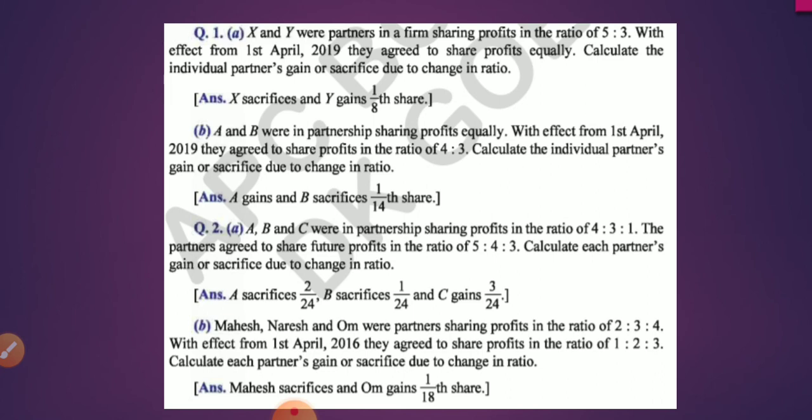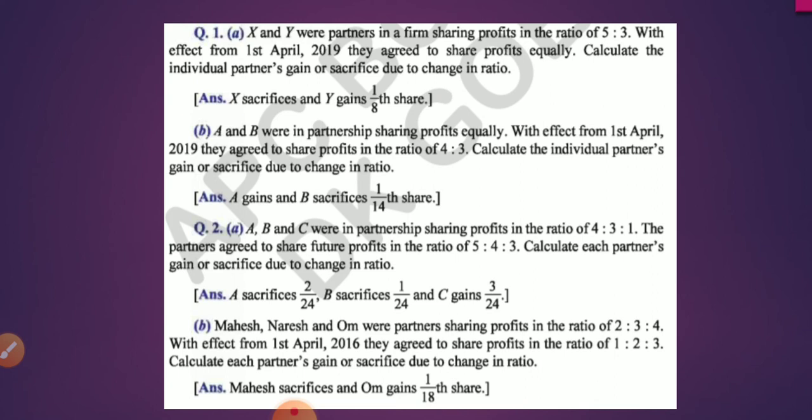So for A, old ratio minus new ratio is 1 by 2 minus 4 by 7. How did I get 4 by 7? 4 plus 3 is 7. Okay. So for A, it is 1 by 2 minus 4 by 7. And for B, it is 1 by 2 minus 3 by 7. And how to go about? Multiply the denominators, then cross multiply.